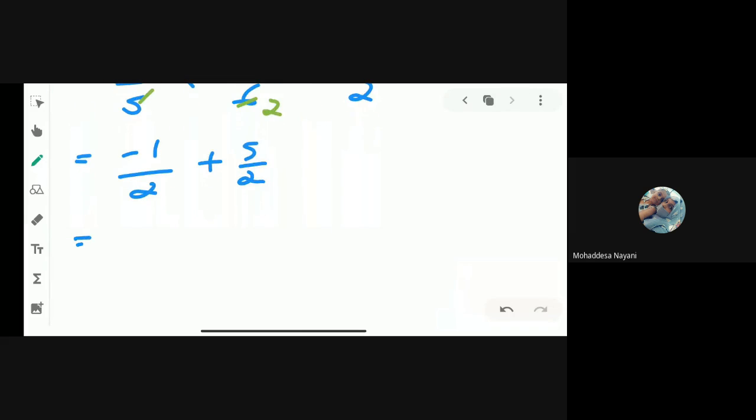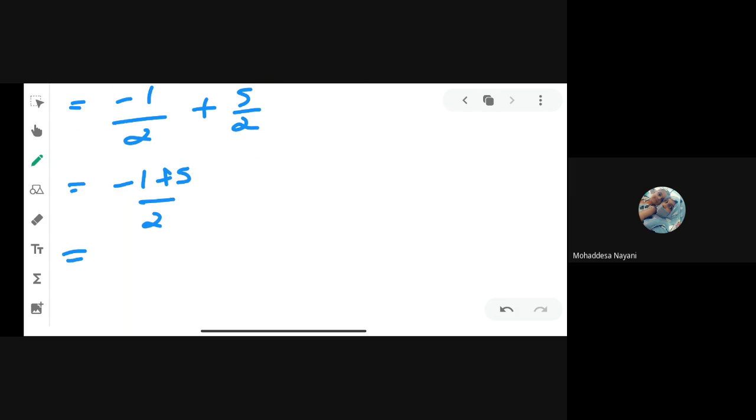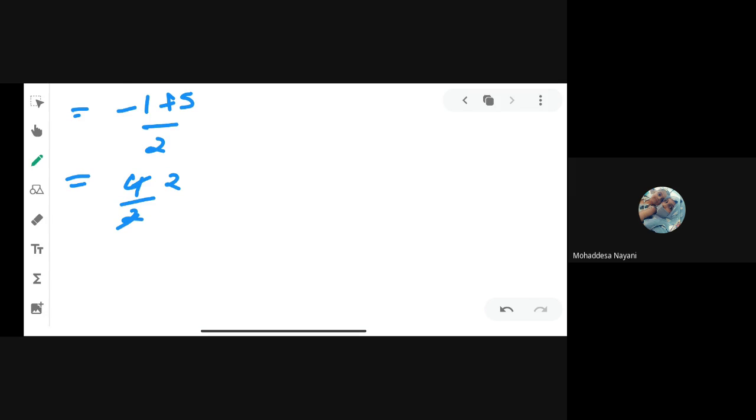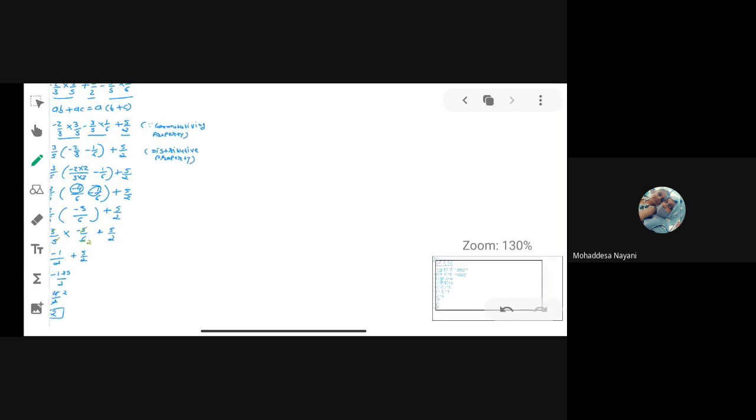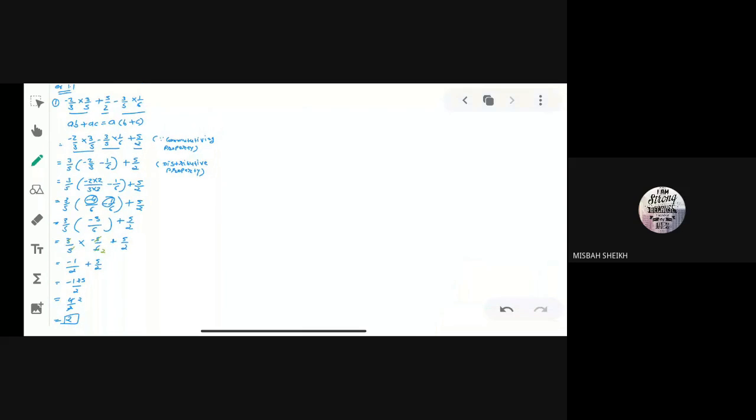Again you can see we have equal denominators, so we can directly add or subtract. 5 minus 1, it is 4, divided by 2, and 2 twos are 4. So what is the answer? What is the simplification of our question? It is 2. Clear all of you? Yes, sir.